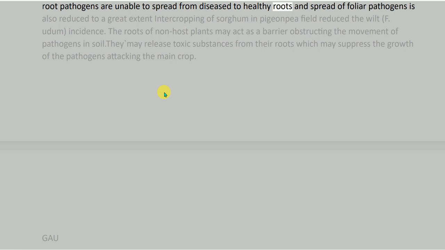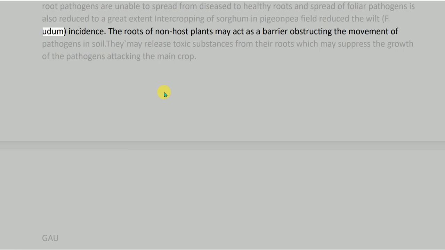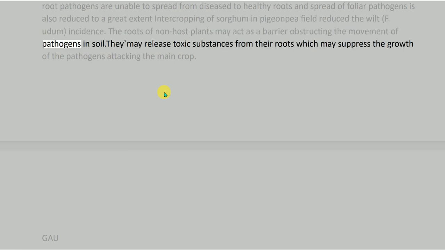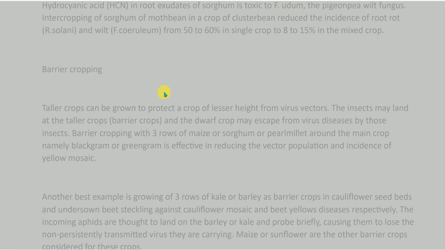Intercropping of sorghum in pigeon pea field reduced the wilt, F. udum, incidence. The roots of non-host plants may act as a barrier obstructing the movement of pathogens in soil. They may release toxic substances from their roots which may suppress the growth of the pathogens attacking the main crop. Hydrocyanic acid, HCN, in root exudates of sorghum is toxic to F. udum, the pigeon pea wilt fungus. Intercropping of sorghum or moth bean in a crop of cluster bean reduced the incidence of root rot, R. solani, and wilt, F. coeruleum, from 50 to 60% in single crop to 8 to 15% in the mixed crop.